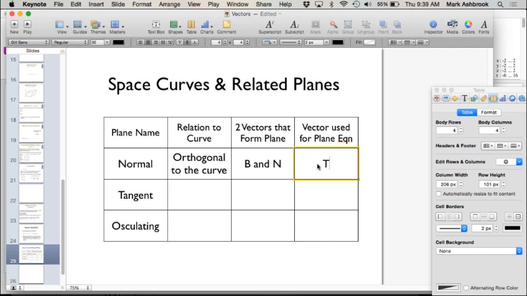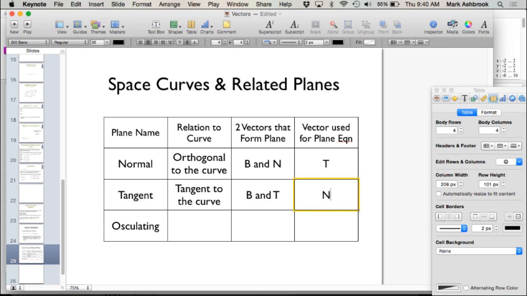The tangent plane is tangent to the curve. Two vectors that form that plane: what did we say? B and T. So the vector used to write that plane equation? N, or any vector parallel to N. You can write the tangent plane.